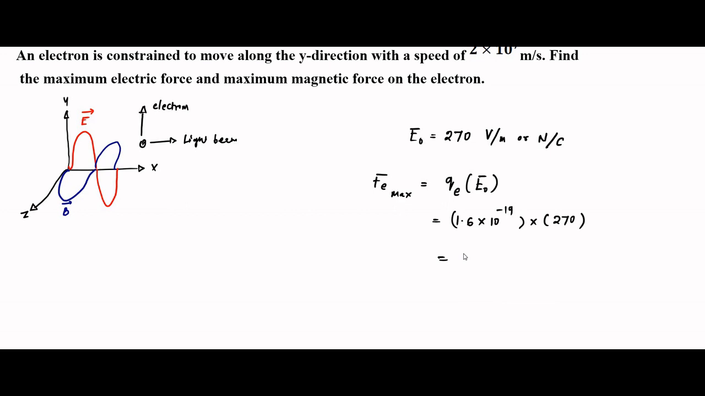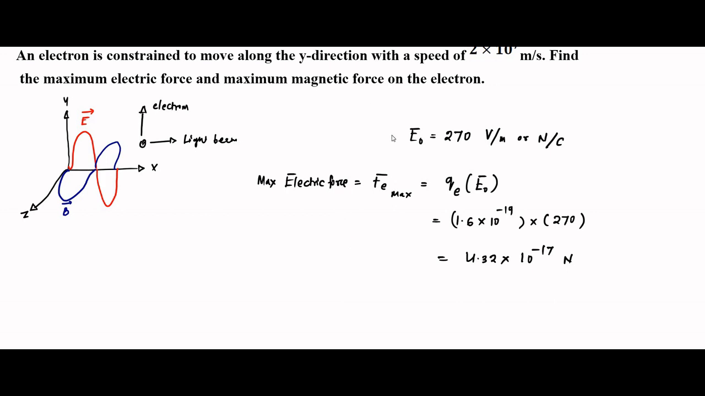So the result will be the maximum force, that is equal to 4.32 into 10 to the power minus 17 Newton. So that is the electric force. This is the maximum value of the electric force.